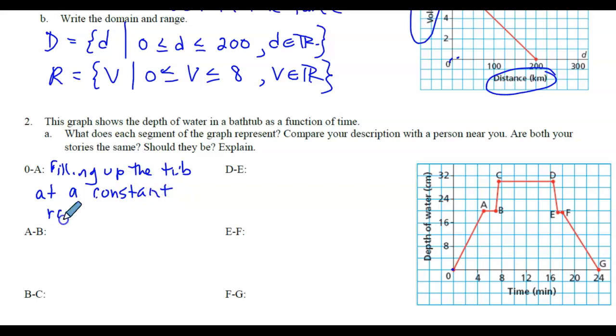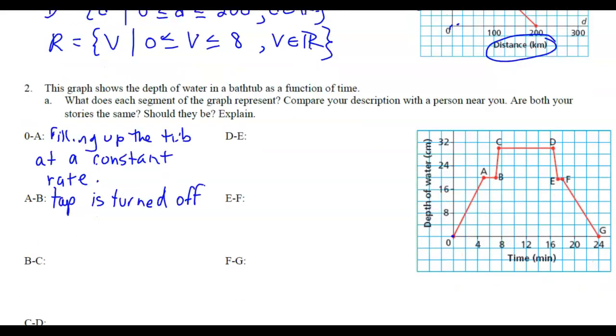Okay, so I'm going to pause here. You're going to fill in what you think happens from A to B, then from B to C. So from A to B, the water level is not changing, so likely the tap is turned off. If you keep the tap on, the water level is going to change. Now from B to C, maybe you turn it on again, or what else?